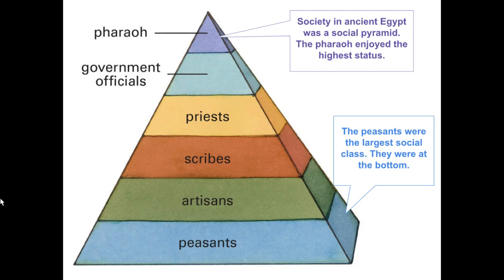At the top, you have the pharaoh. He's in charge. He had the highest status. He was the equivalent of a king or a president or a dictator. Below him, government officials. Below them, priests. So again, your numbers of these classes are growing. Below the priests were scribes, then artisans, then peasants. This whole set of notes is going to explore each of these classes. The peasants were the largest social class, and again, they were at the bottom.